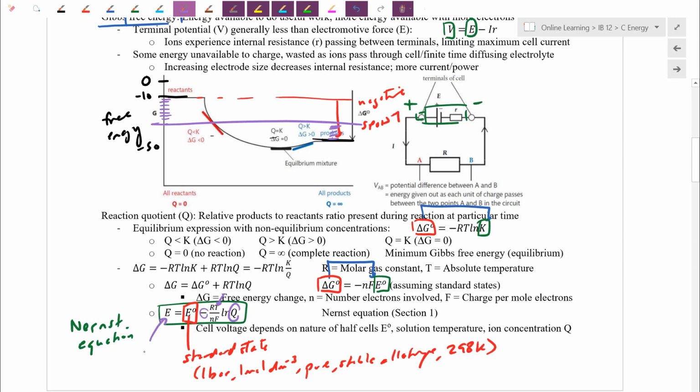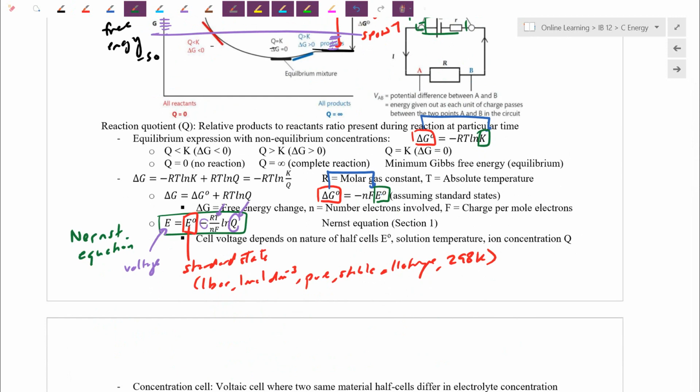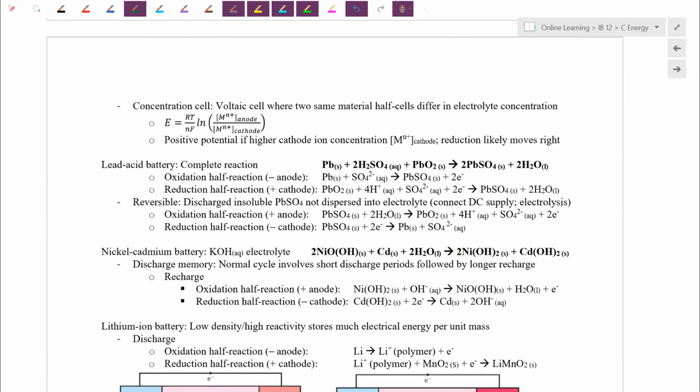And overall, this is the voltage that is left over as the battery is running, as that ratio of products over reactants changes over time as the reactions occur. So more on that a little bit later, and we'll practice through a question. We'll apply that to a concentration cell in a second.